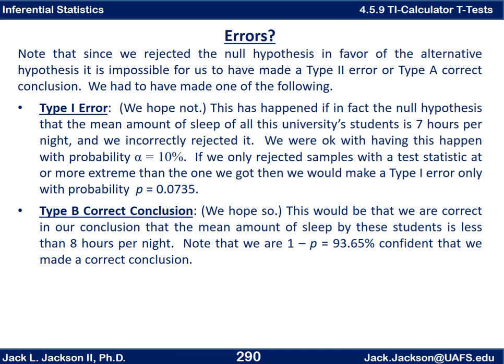However, what we really hope is that we made a correct conclusion. This would be that we are correct in our conclusion that the mean amount of sleep by these students is less than 7 hours per night, and we are 1 minus P, that is about 93, almost 94% confident that we have made a correct conclusion.